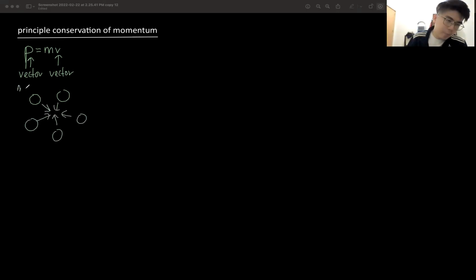Like this. M1, I'm going to call it U1. U is the initial velocity. So U1, this is object number two. I will put it M2, U2. M3, U3. M4, U4. M5, U5. These are the momentum of each object. If I add everything up, then I get the sum of momentum. I call it sum of momentum number one. If you add everything, this is the sum of momentum before.